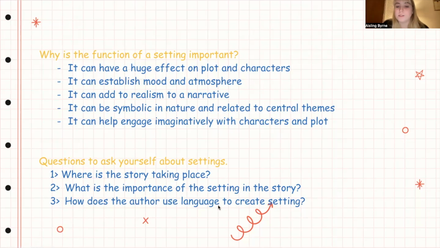And how does the author use language to create a setting? For example, if we're talking about a novel that's set in 1920, will we be using the same language now that we'd use in 1920? No. So the author is going to use a certain amount of realistic language to create this setting.